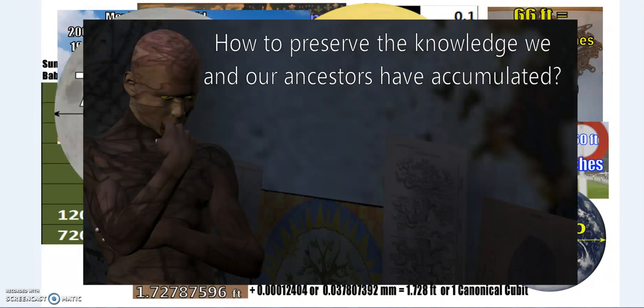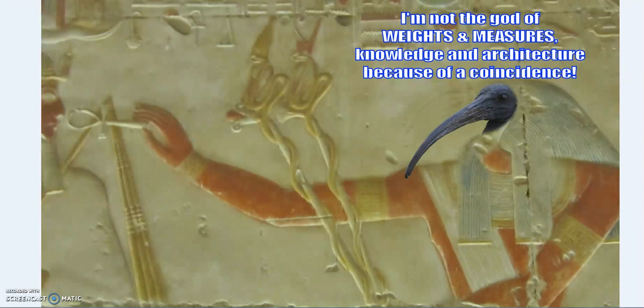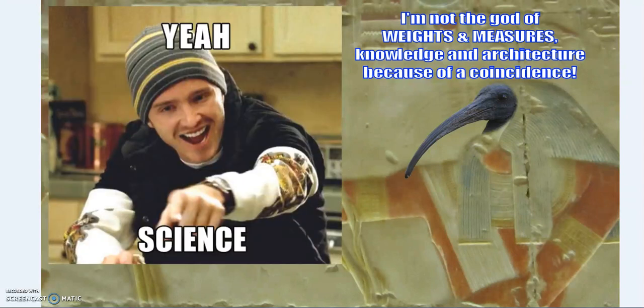So how to preserve knowledge. How did the ancestors do this? It's done through weights and measures. It's done through the architecture. Or of course it could be all just a grand symphony of coincidence.